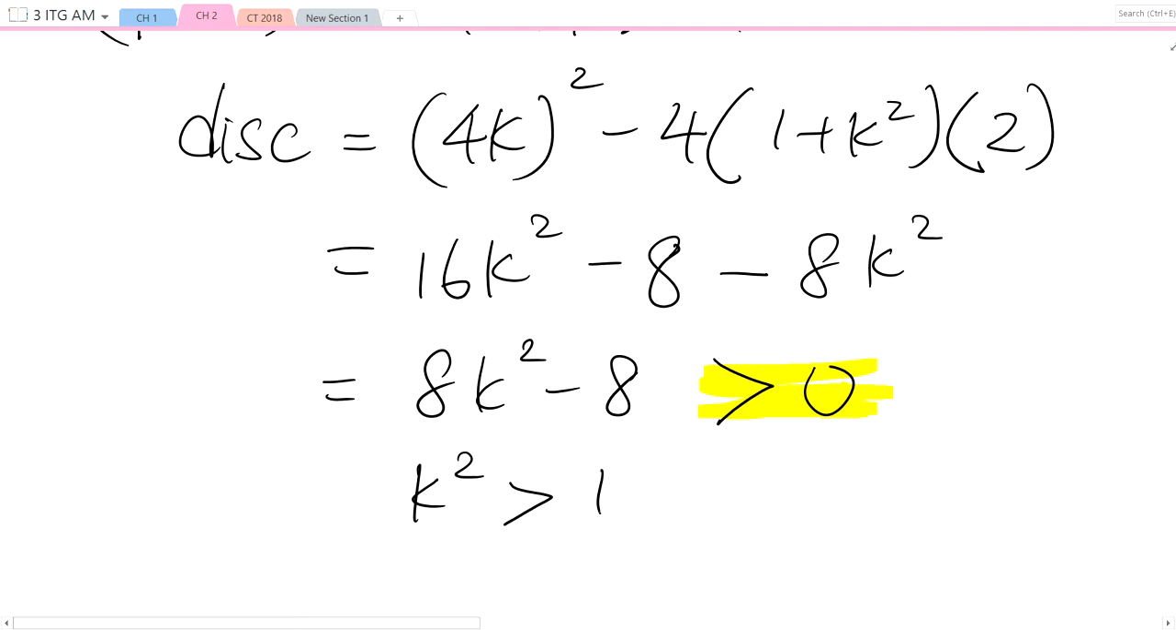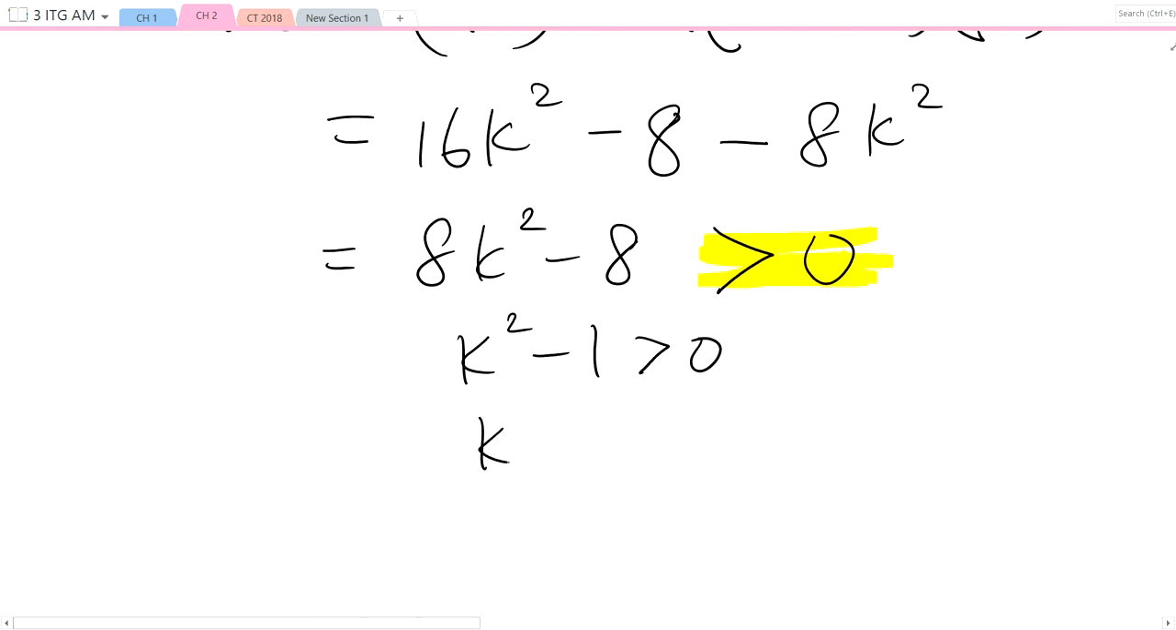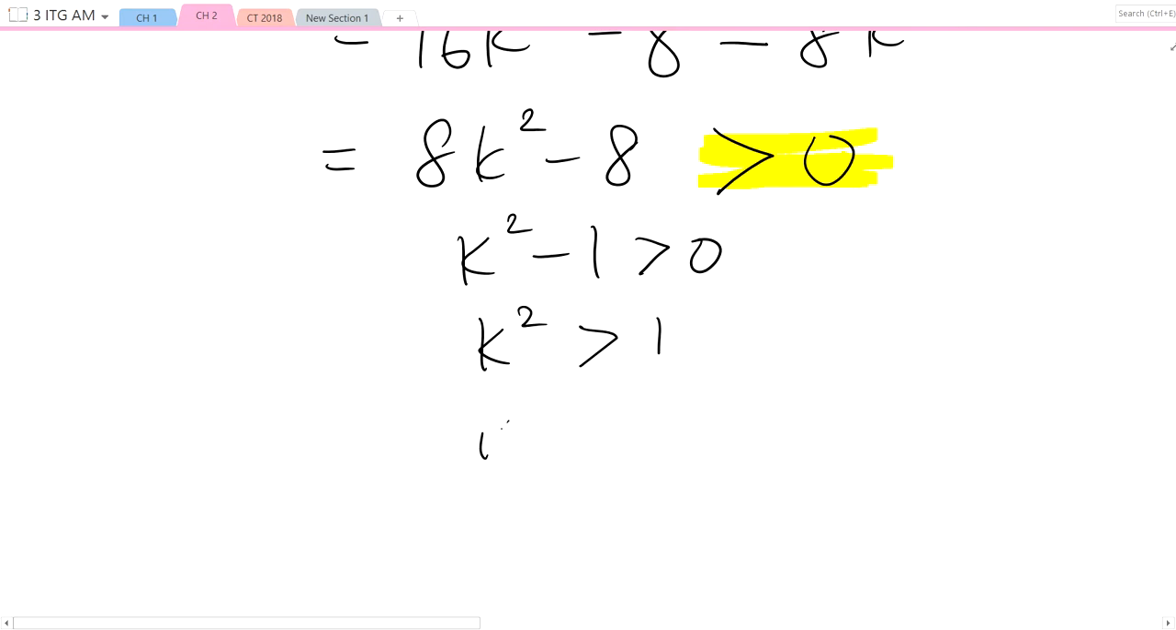And then how do I solve this? Wait, hang on. So let's not skip steps. k squared minus 1 greater than 0. Okay, what do I do from here? Move over, minus 8, plus 1, plus 1. Okay, k squared greater than 1, is it? Then what happens? Square root. Oh, okay. So k is greater than 1. So what is the sign over here? Same? Is it? Did I teach you this?